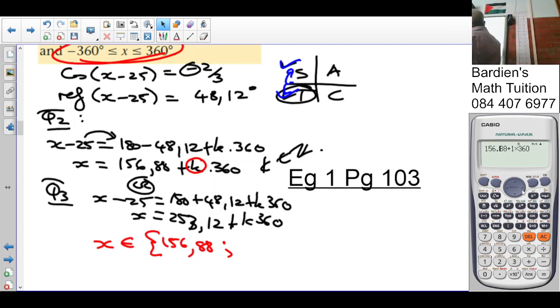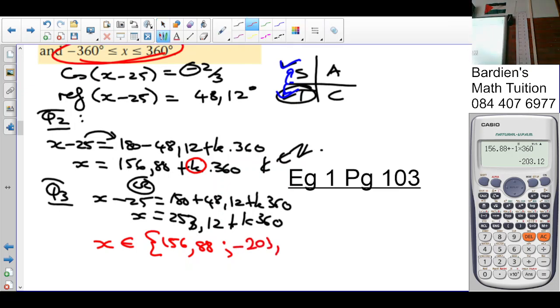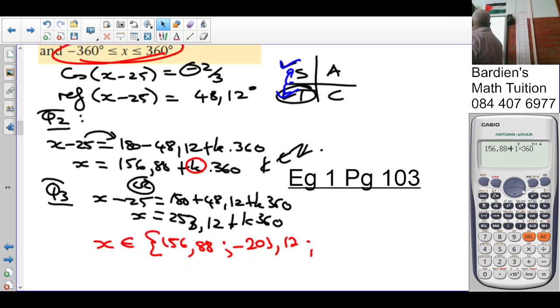So I'll replace k with −1, which gives me −203,12. If I put −2 in here, what do you think is going to happen? It will be outside, so I don't write that down.